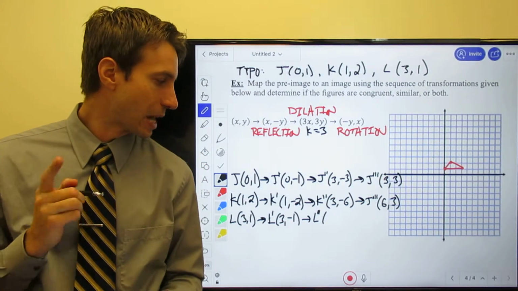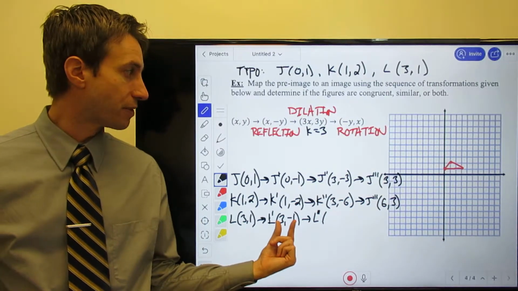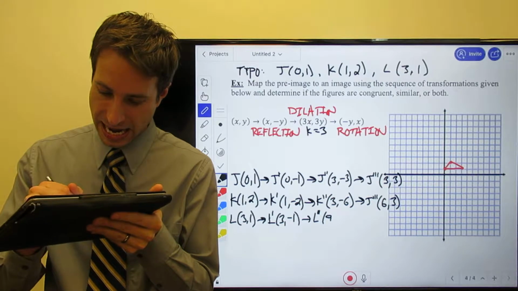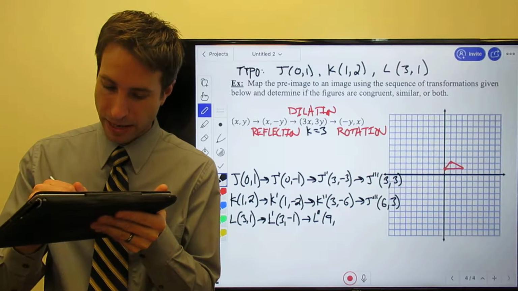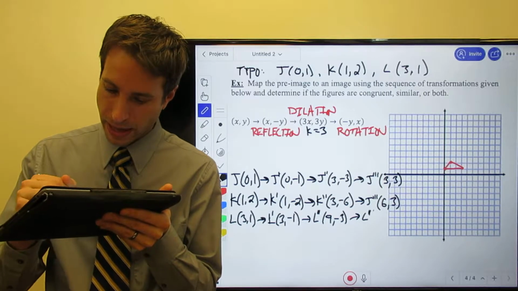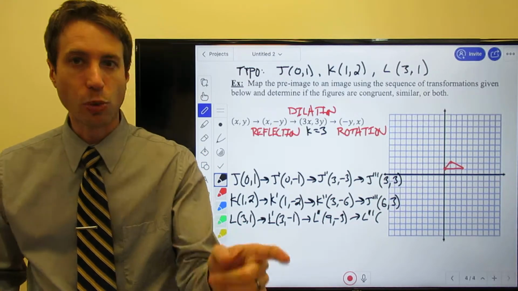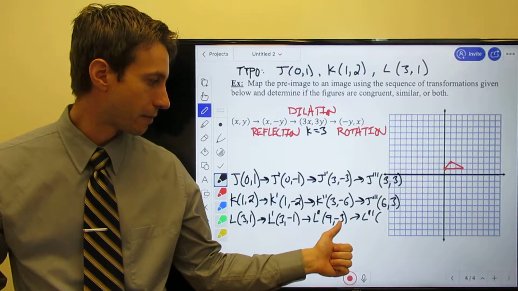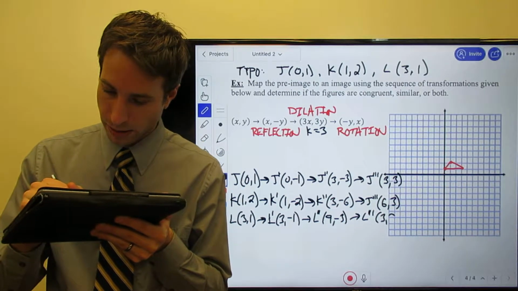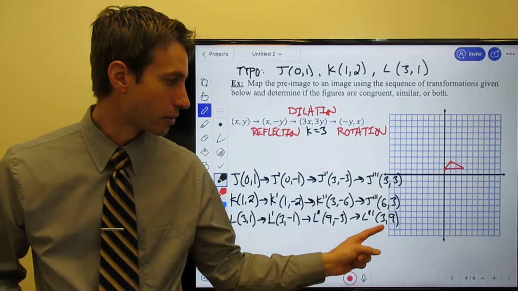What we do with this one is now we multiply, right? Multiply both of these guys by 3 to get the dilation. Well, 3 times 3 is 9, and negative 1 times 3, how about a negative 3? And then finally, L triple prime. We're going to put the y first, but multiply it by a negative. So negative 3 times a negative would be positive 3. And then the x comes final, so 3, 9.